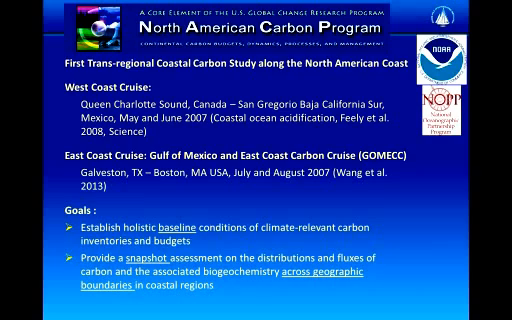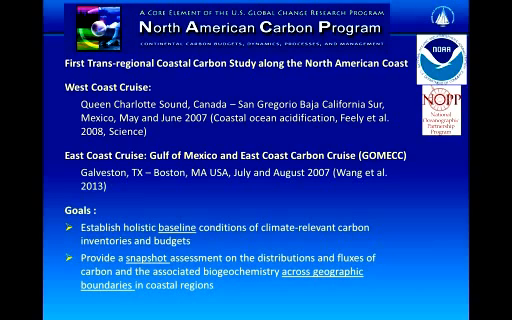The goal of both cruises is, first, to establish the baseline conditions of relevant carbon inventories and budgets, so that future changes can be compared against them, including ocean acidification. The second goal is to provide a snapshot assessment of the distribution and fluxes of carbon and associated geochemistry across geographic boundaries. This is the first time we look at the carbon picture along both sides in a holistic view.